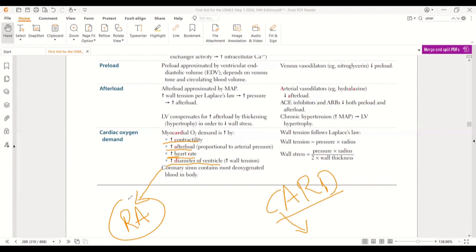Okay, so the wall tension follows the Laplace law. The wall tension is equal to the pressure multiplied by radius. So the wall stress is equal to the pressure multiplied by the radius, divided by the wall thickness, right? So the wall stress is directly proportional to the pressure and inversely proportional to the thickness of the wall, right? Okay.